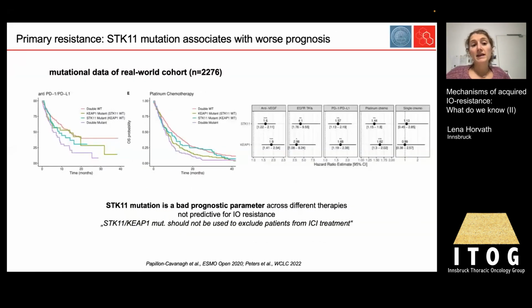What's important to mention here, STK11 mutation is a bad prognostic marker across different therapies. So this doesn't only relate to immunotherapy, which you can see here, but also it has been observed in chemotherapy and in anti-VEGFA targeted therapies or EGFR tyrosine kinase inhibitors. So it's not a predictive marker for immunotherapy alone. And so STK11 mutations and similarly KEAP1 mutations should not be used to exclude patients from ICI treatment.